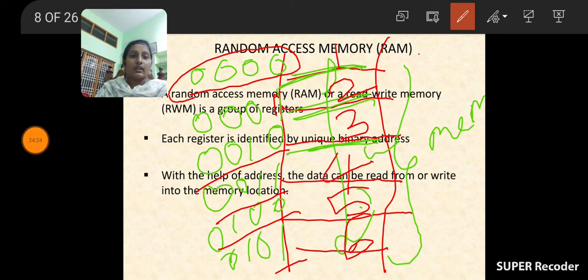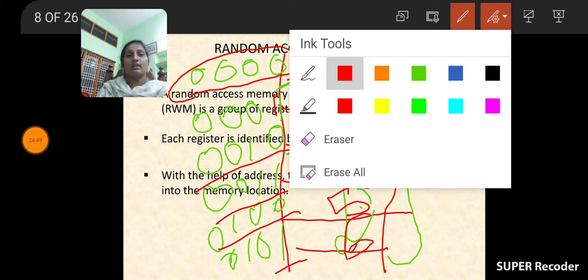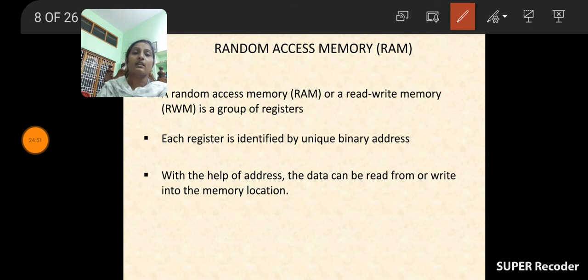In this way, how many memory locations are there? Even if the memory contains infinite locations, they are addressed with binary sequence numbers. Binary numbers, not random sequence: 0, 1, 2, 3, 4, 5, 6, like that, until FFFF also. But not other decimal numbers, either hexadecimal numbers or binary numbers. So this is the form of unique binary address.